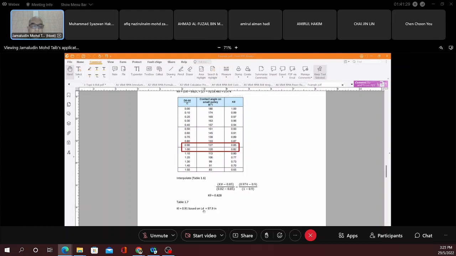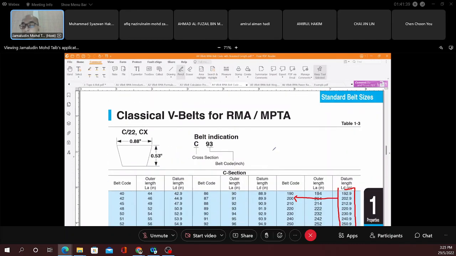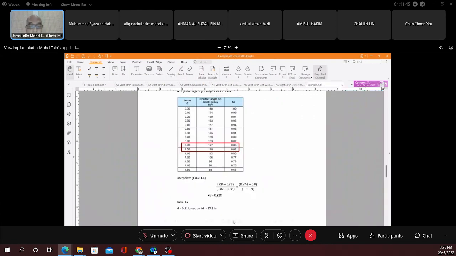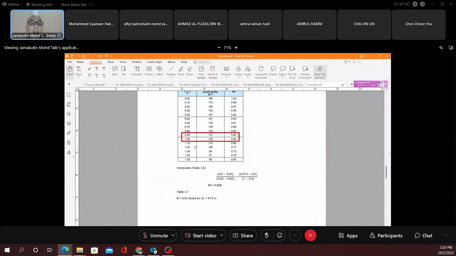I think let me double check. This one doesn't matter. It should be the designated length. Let me check here. What is the length here? This is the datum length. The designated length is going to be this one. I think it should be 0.9 here. Not to worry, this is going to be 0.9.